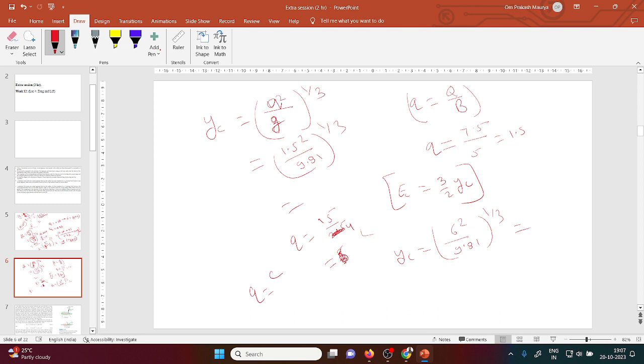Small q is equal to capital Q divided by B. In this question, B is given as 4, I think. Yes, sir. 4 is given, then how much will you get? 15 divided by 4, you will get 3.75, right? 3.75 square divided by 9.81, power 1 by 3. So I think this is correct. This question is correct.